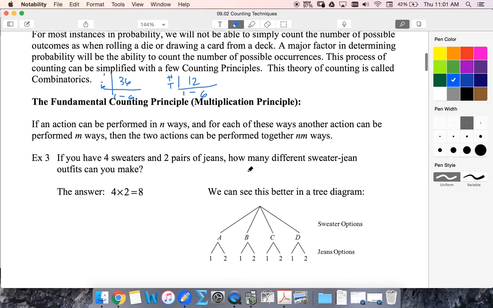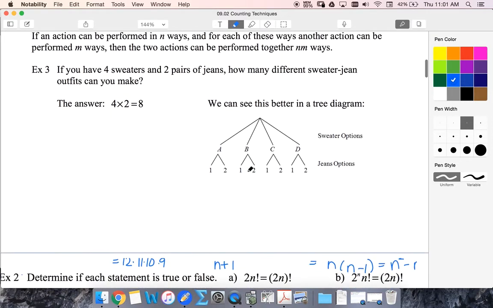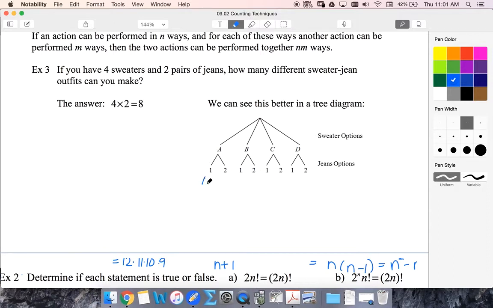So think about this. If we have 4 sweaters and 2 pairs of jeans, how many different sweater jean outfits can you make? 4 sweaters, 2 jeans, we get 8 outcomes. If we see this in a tree diagram, we have our 4 outcomes for sweaters and then 2 different ones for jeans. So altogether there's 8 outcomes. So these outcomes are sweater A, jeans 1, sweater A, jeans 2, down here, sweater D, jeans 2, and all the way across there's 8 options.